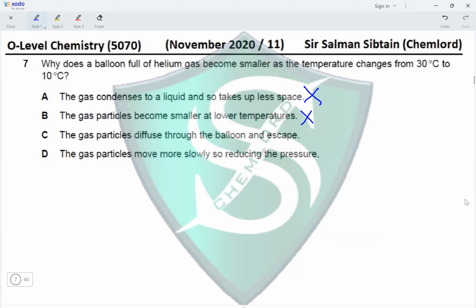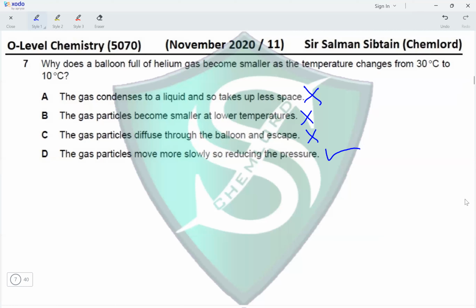The gas particles diffuse through the balloon and escape. It is inside a rubber balloon. This is not possible by a slight change of temperature of 20 degrees. And anyway, the air is trapped inside the rubber. It will take a long time for particles of gas to diffuse out. So the last one, the gas particles move more slowly, so reducing the pressure.